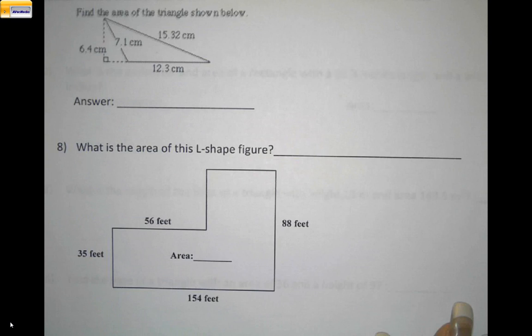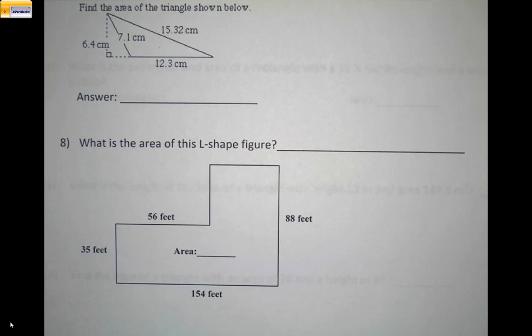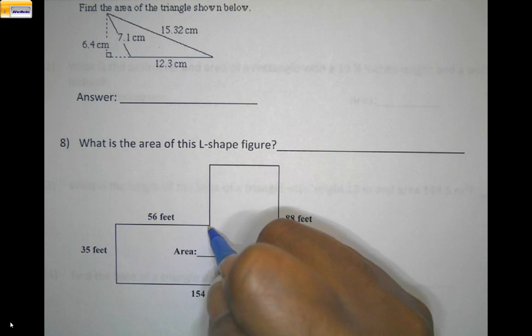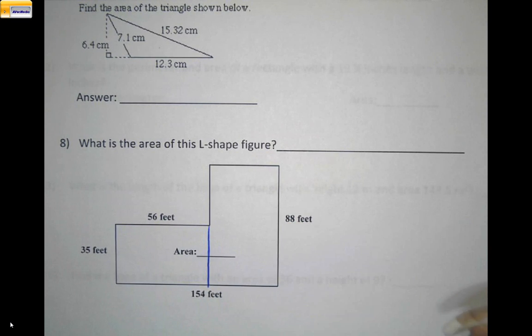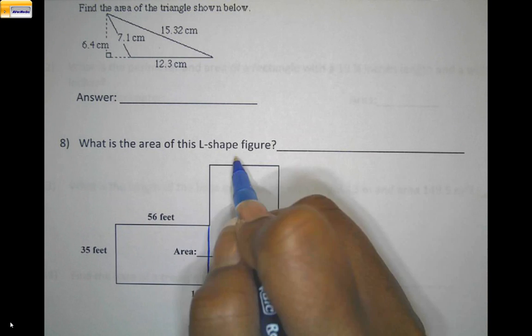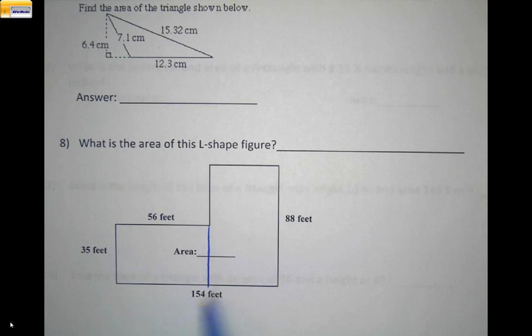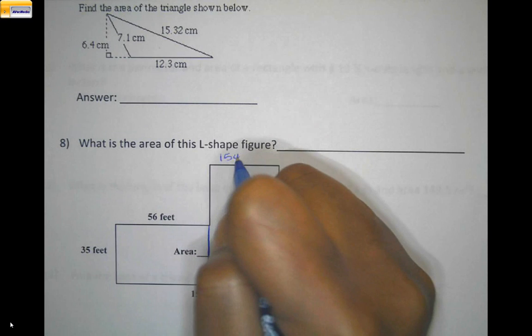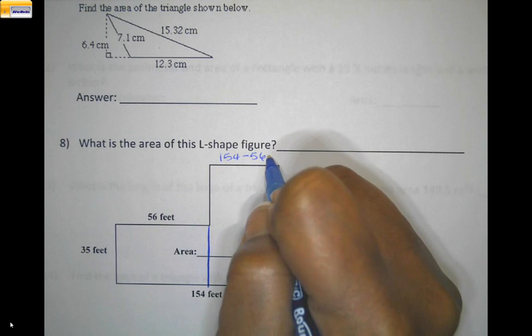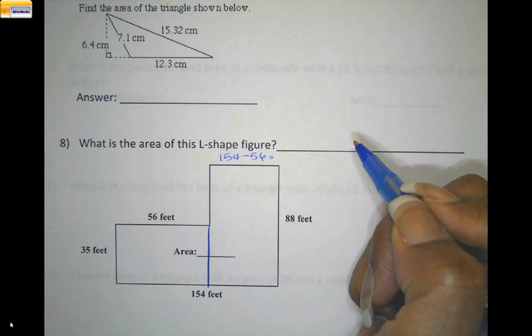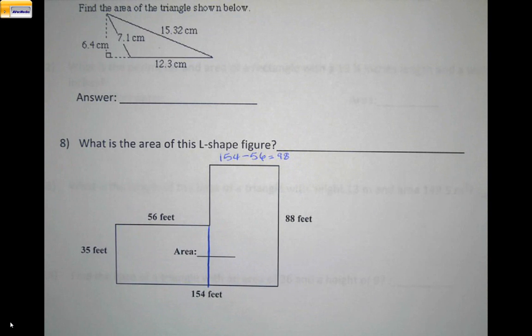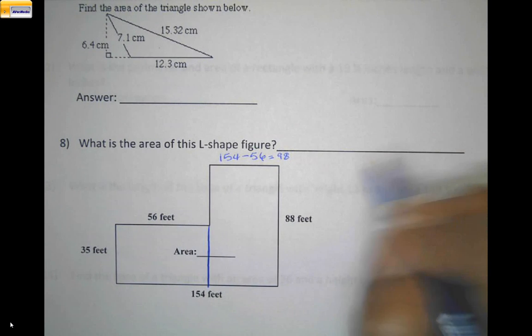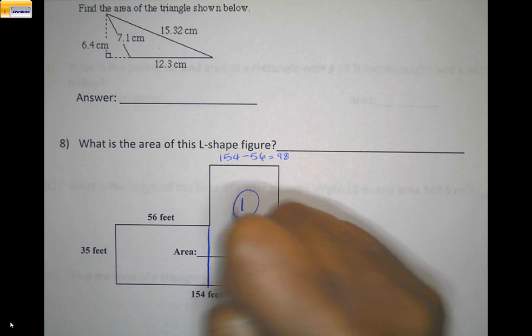Let's do this L-shaped one. We haven't done these in a while. Okay, so first of all, what do I have to do? Separate it into 2 rectangles, right? Now, I don't know the width of this rectangle, but I know that I need to take 154 and subtract 56. And won't that give me 98, right? It'd be 98. So this will be 1, and this will be 2.